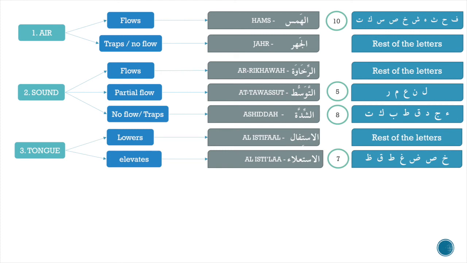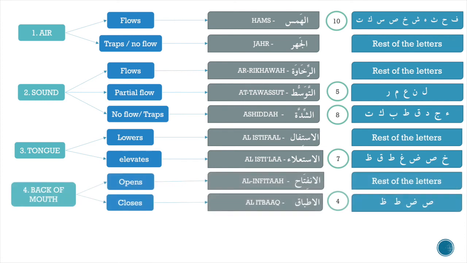For the tongue, we learned that the tongue is lowered and the tongue is elevated. When the tongue is elevated, it is known as al-isti'la, and there are 7 letters that fall in this category. The tongue lowering is known as al-istifal, and that is the rest of the letters.